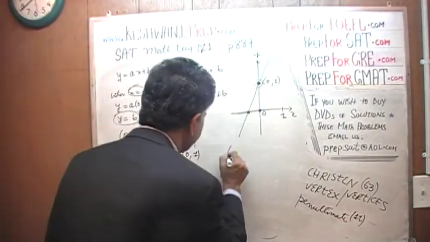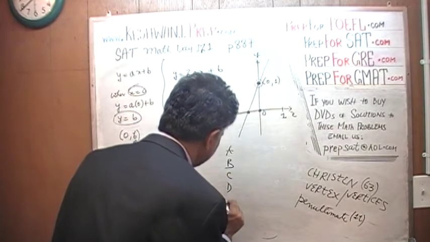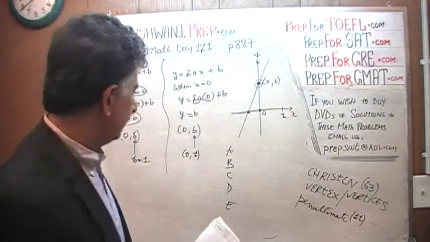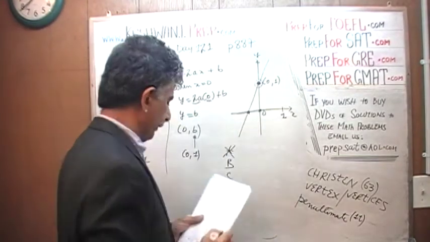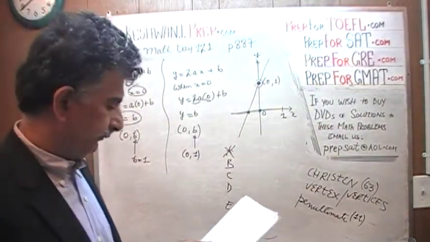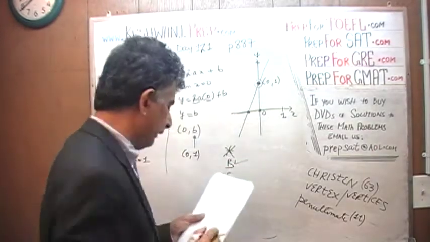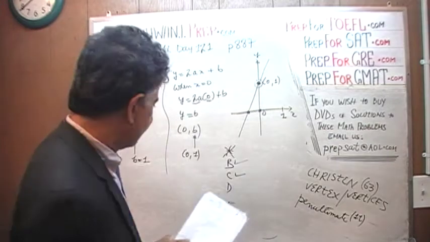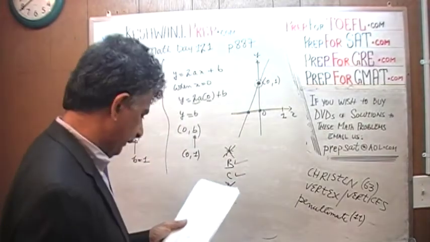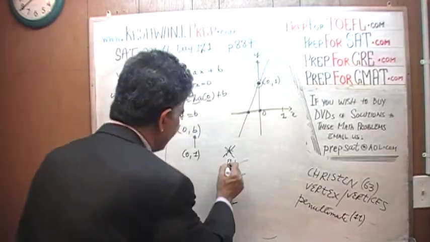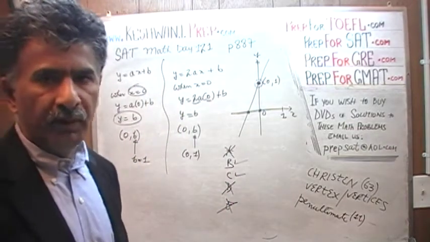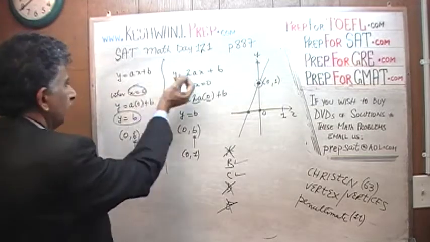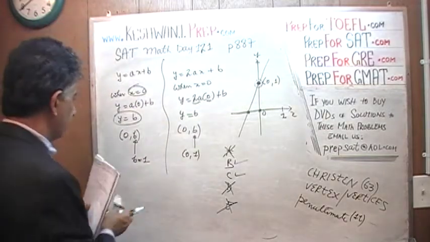Let's see what we can do here. A, B, C, D, and E. If you look at all the graphs there, you will see that A does not go through that point. It does not go through 0 and 1. B does. B is a possible candidate. So does C. C goes through 0 and 1. D does not go through it. And neither does E. So the answer is either B or C. What else do we do now? Now the next thing we have to look at, we looked at the intercept. Now we have to look at the slope. Let's look at the slope now.